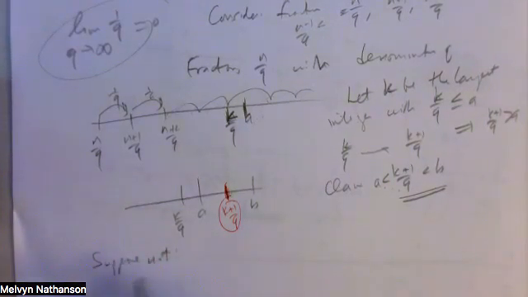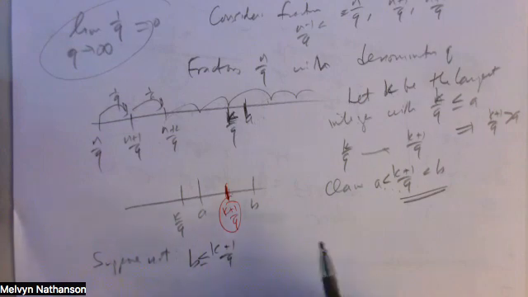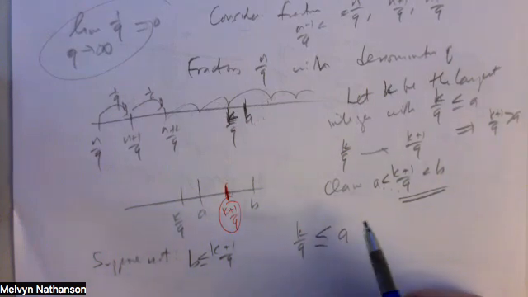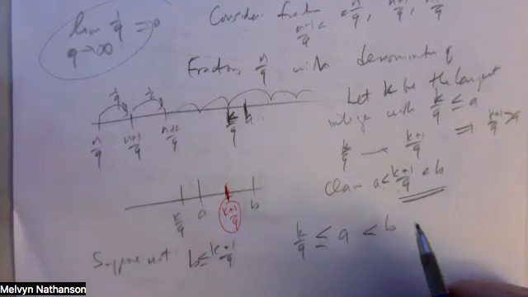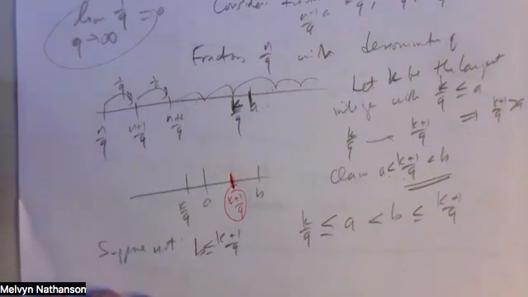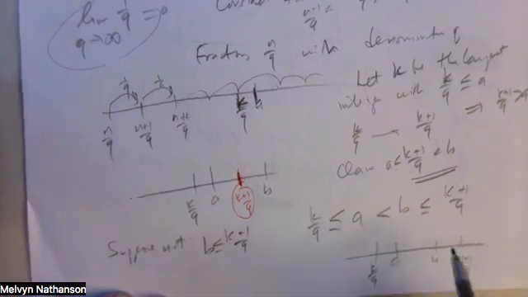Suppose not. That means (k+1)/q is greater than or equal to b. So we have the following: k/q is less than or equal to a, which is less than b, which is less than or equal to (k+1)/q. So on the number line, it's like this. Here's a, here's b, here's k/q, here's (k+1)/q.